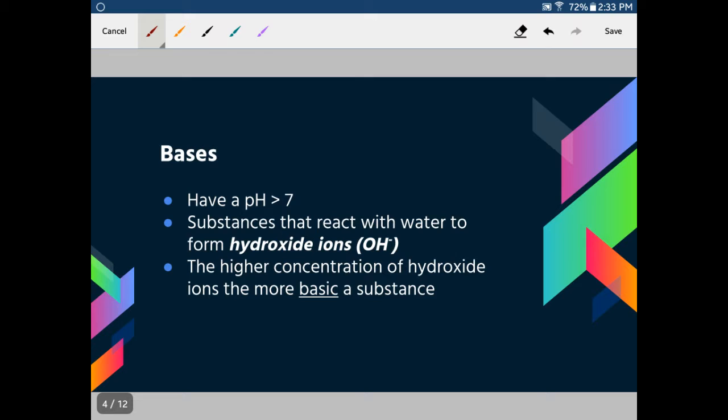Okay, when we take a look at bases, like I mentioned, they have a pH of greater than 7. They are substances that react with water to produce hydroxide ions. Again, this is something that should be familiar to you from Chemistry 20. Essentially, if we're looking at something like sodium hydroxide, NaOH, we can look at a simple dissociation reaction where we have sodium ions and hydroxide ions formed. And again, this component here is our basic component, making it a base.